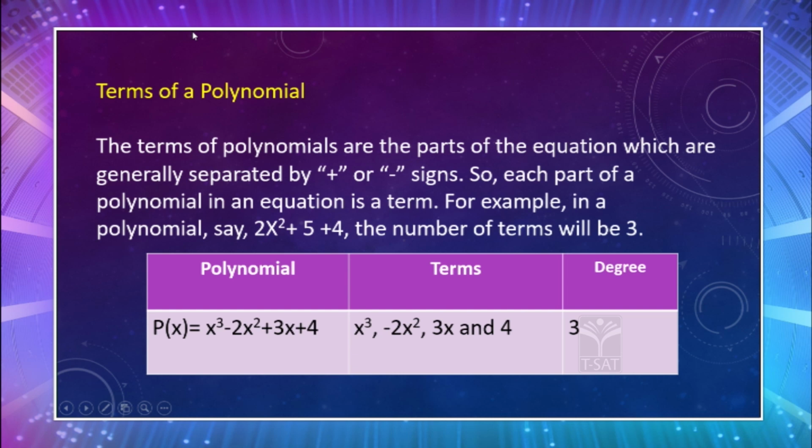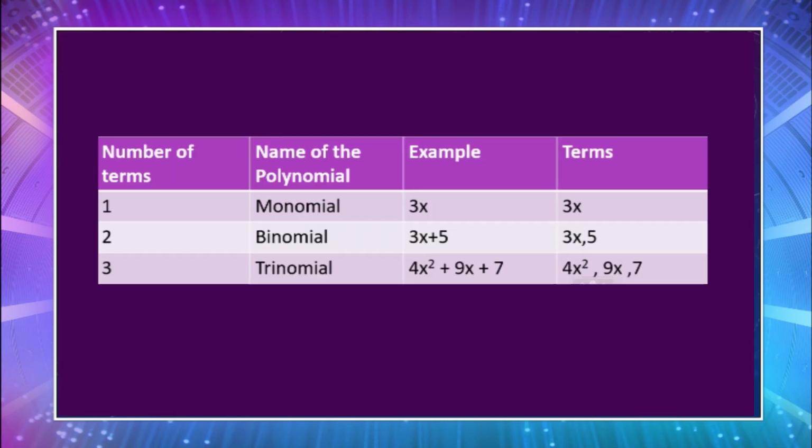Of course, here do not get confused. So, the degree of this polynomial is 3. Okay. The number of terms of this polynomial is 4 and the degree is 3 because the highest power is 3 here. Do you understand? Okay. Now, the polynomials are classified based on the number of terms in the expression. The 4 types of the polynomials are monomials, binomials, trinomials and multinomials.